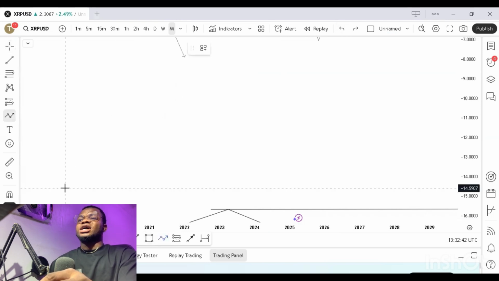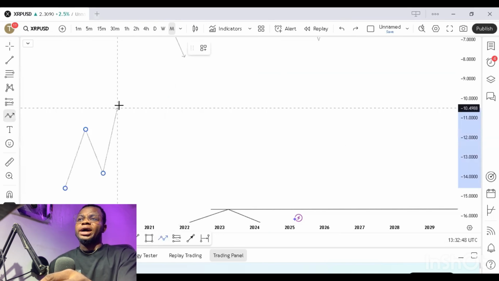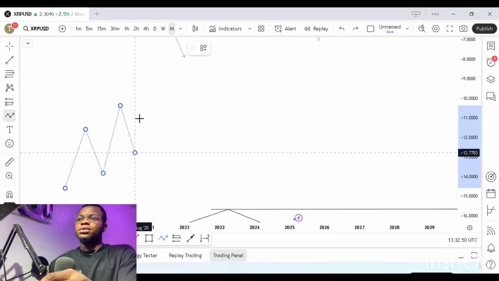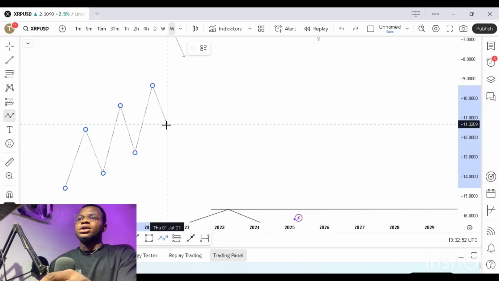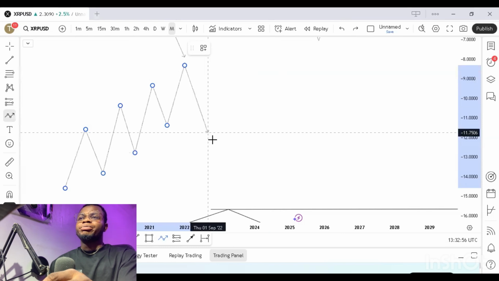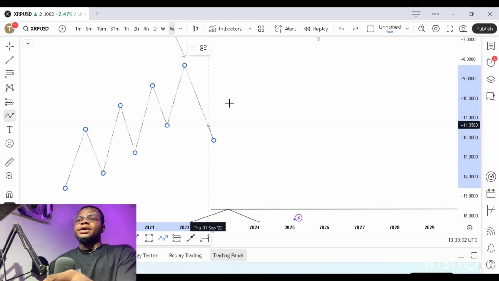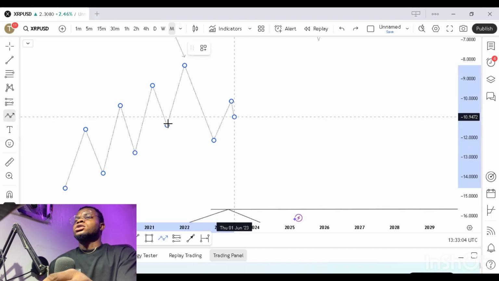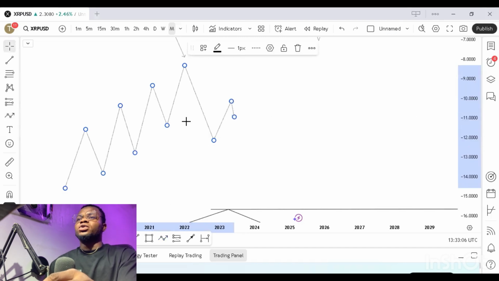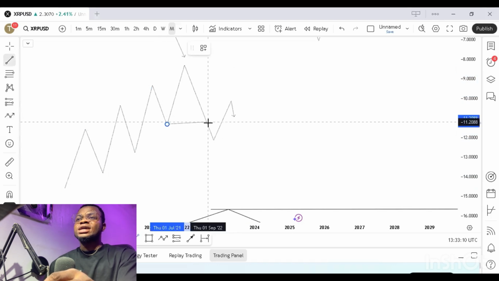Change of character changes the trend to the downside. So let's say price creates a high, a low, a higher high, a higher low, higher high, higher low, then higher high. Then unfortunately, price comes and breaks below the higher low. So the moment price breaks below the higher low, automatically we have encountered a change of character.